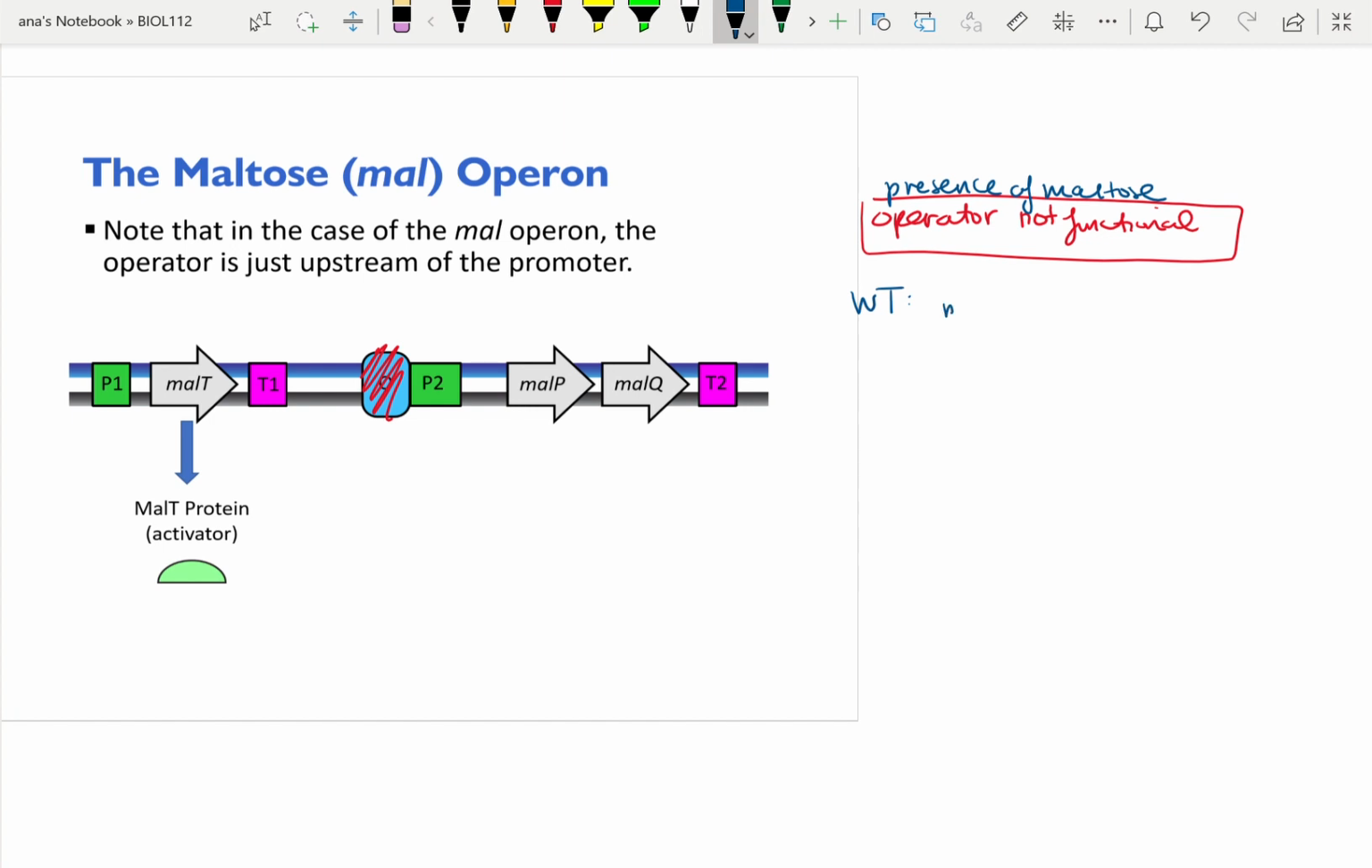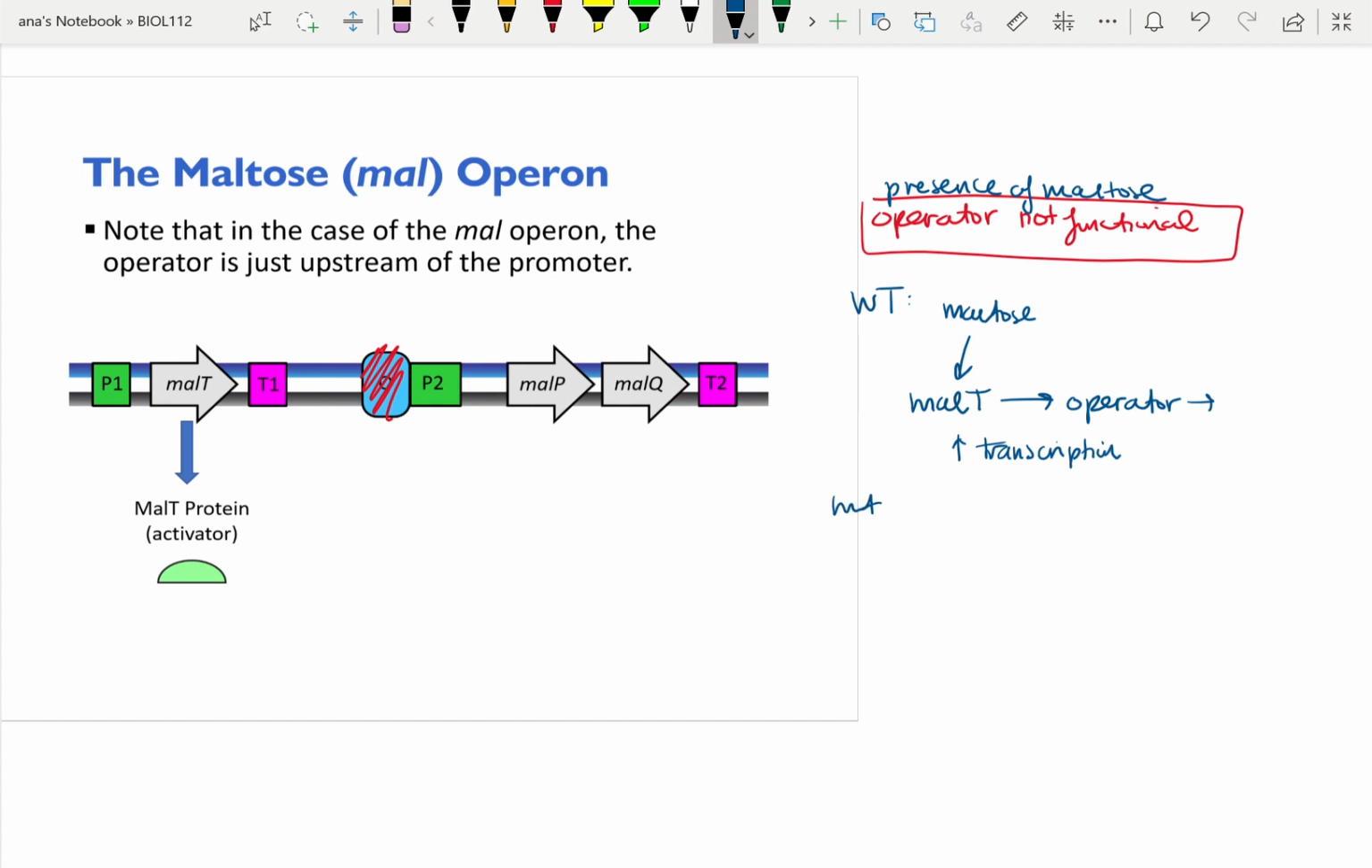So we ask ourselves, what happens in the wild type when maltose is present? We have maltose, and it binds to MAL-T, which is now activated, so it can bind to the operator, which then leads to an increase in transcription because we're turning P2 into a stronger promoter. So we're making more MAL-P and more MAL-Q.